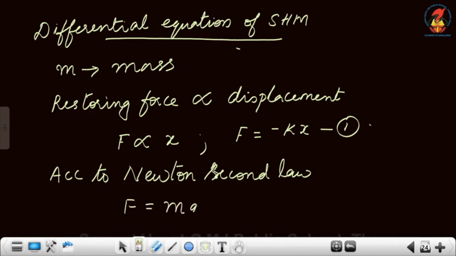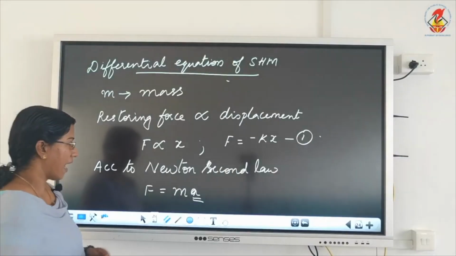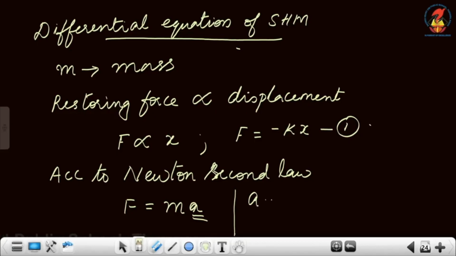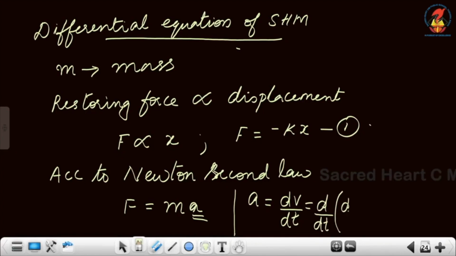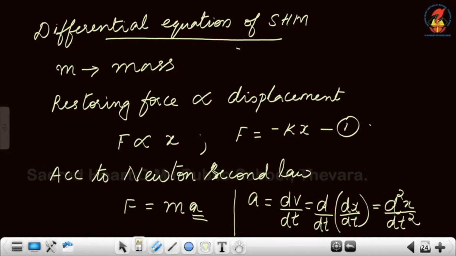Now, what I am going to do is express acceleration in terms of displacement. We know acceleration is the rate of change of velocity, and we write it as dv by dt, isn't it? And velocity is the rate of change of displacement. So this can be written as d by dt of the rate of change of displacement, which is written as d square x by dt square.